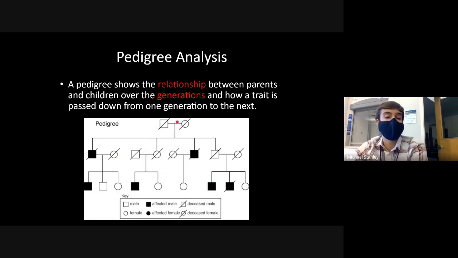So each one of these boxes, this square or this circle, represents a person in this family. Either they were born into this family or they got married into this family. But that is what a pedigree shows us. It's kind of like a family tree where specific information is shown about certain traits, certain phenotypes that we can see in this family. So the whole tree, the whole chart all together is called a pedigree.